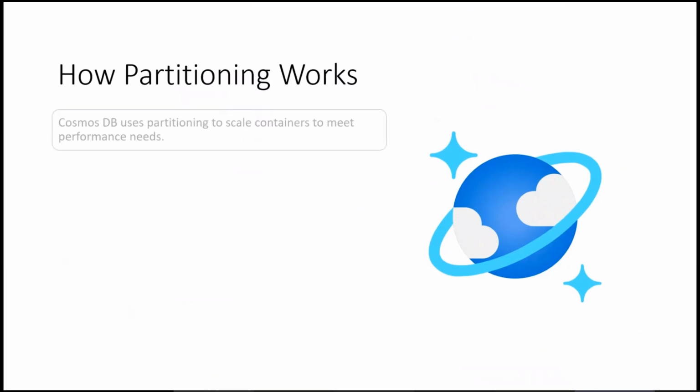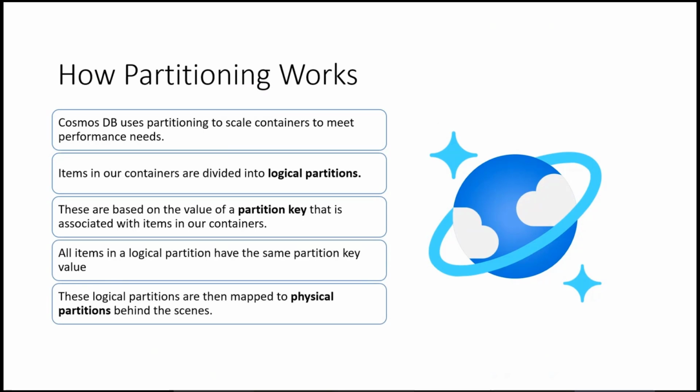So let's go on to how partitioning works. Cosmos DB uses partitioning to scale individual containers within a database to meet the needs of our applications. Every time we persist an item into a container, or if you're coming from a SQL background, it's really a table within a database, but in Cosmos it's called a container, items are divided into something called logical partitions. These will be based on the value of a partition key that is associated with an item that we store within our containers. Items within a logical partition will all have the same partition key value, and this will be a property within our documents.